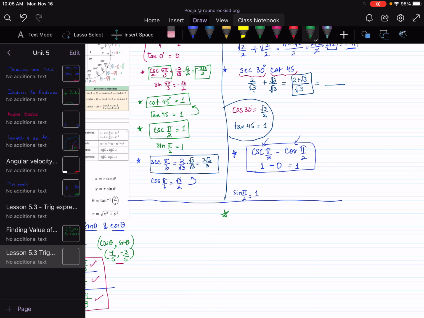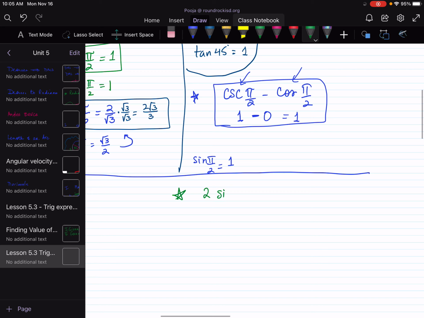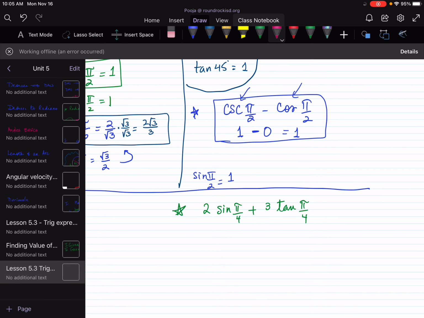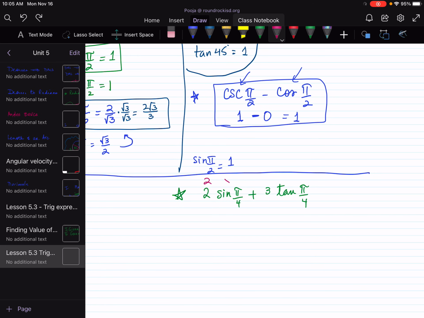Okay, my last two examples. 2 sine pi over 4 plus 3 tangent pi over 4. The way you want to read this is, this is kind of like 2x plus 3y type of deal, where x is a trig expression and y is also a trig expression. 2 is 2, it's not going to change. I want to find the value of this, and that's what will go here. Plus 3 times the value of that, which will go here. That's how you want to read it. It's 2 times the value of sine pi over 4 plus 3 times the value of tangent pi over 4.